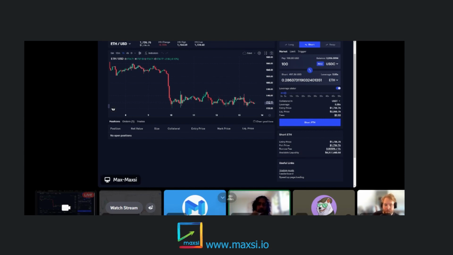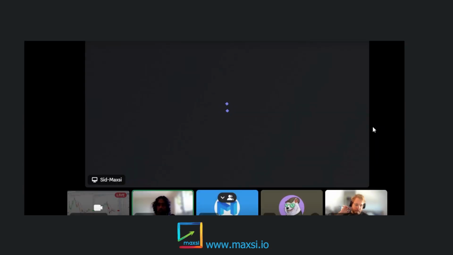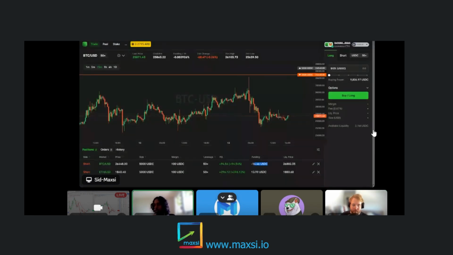Guys, look at my screen. This is another protocol that we'll go over, CAP. You can see there's something called funding, and this is the fee that I'm paying. It's the same thing. However, there is a little bit of a difference between this funding fee and the one on GLP.